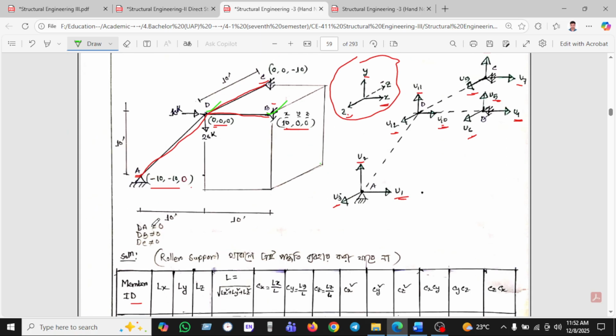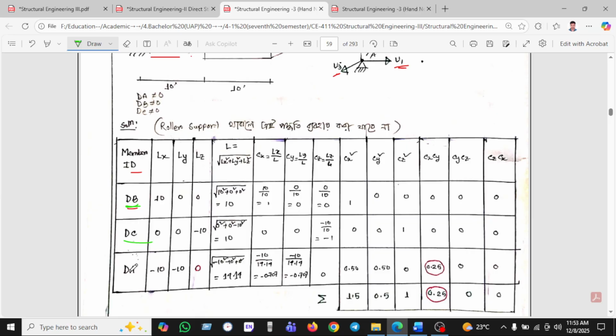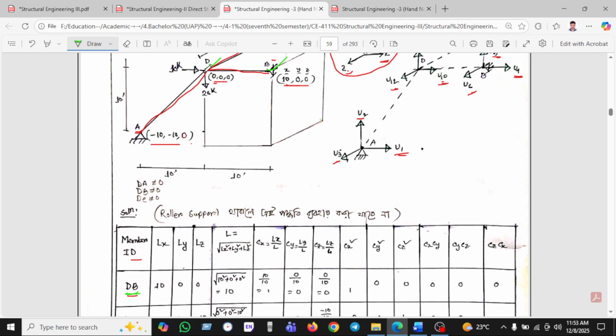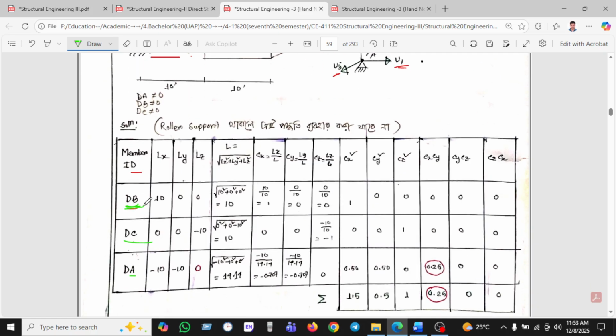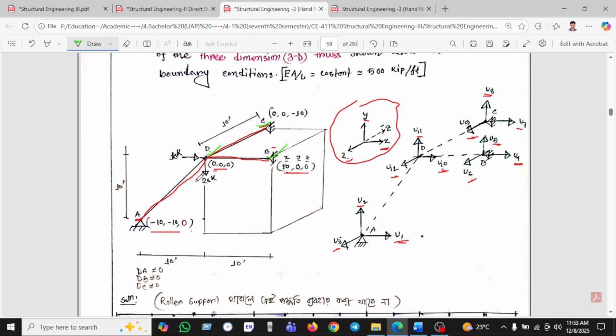In the same way, we have dc, this is the dc member here, and da, this is the direction we have seen. This is the d, this is the a. Okay, let's see the first member, which is db.